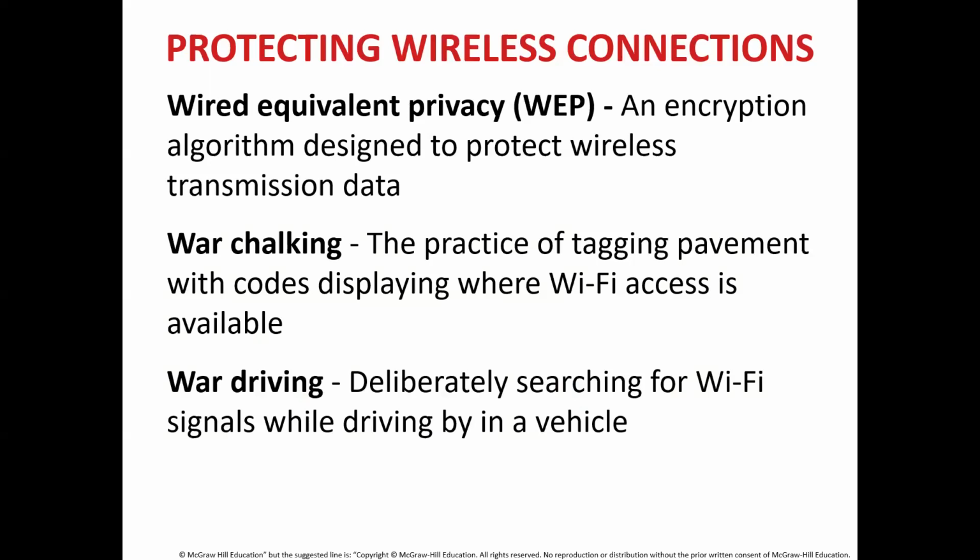Wall chalking is the practice of tagging pavement with codes displaying where Wi-Fi access is available. The codes for wall chalking tell other users the kinds of access available, the speed of the network, and if the network is secure. Wall driving is deliberately searching for Wi-Fi signals while driving by in a vehicle. Many individuals who participate in wall driving simply map where Wi-Fi networks are available.